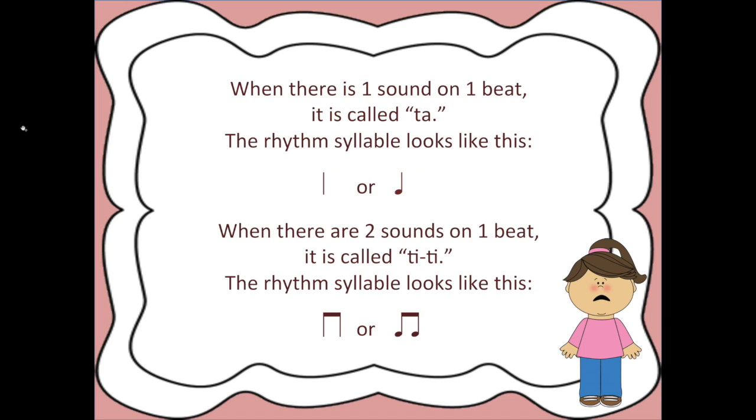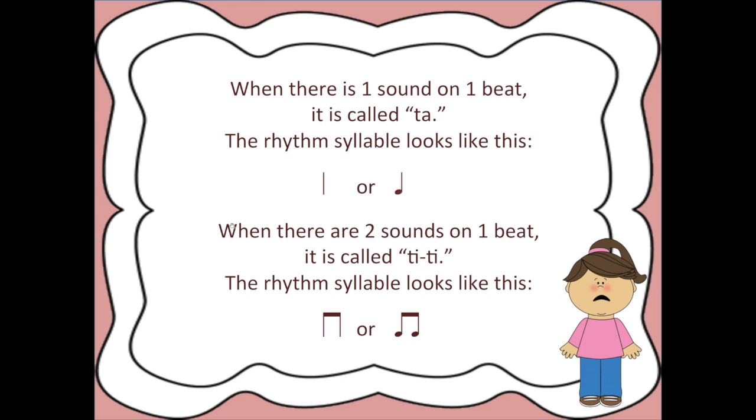Nice job. When there is one sound on the beat, it is called ta. The rhythm syllable looks like this. So in the music room, I write ta as a line. But if we are reading music and putting it on the staff, you need a note head. That tells you which note it is meant to be on the staff.